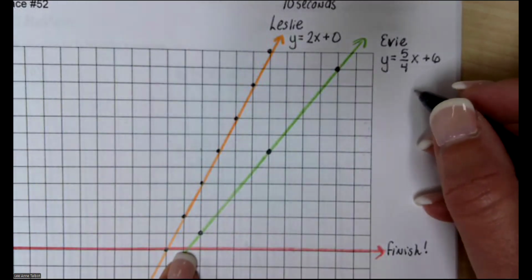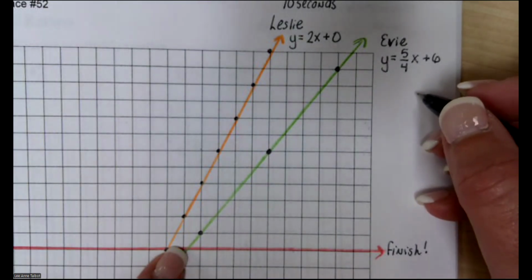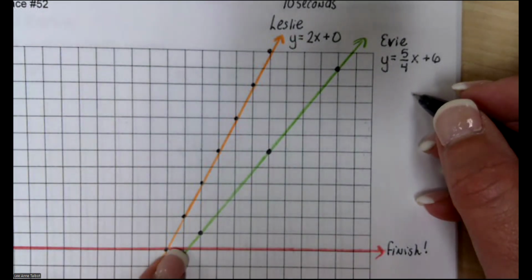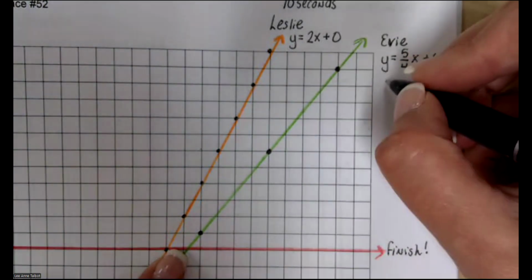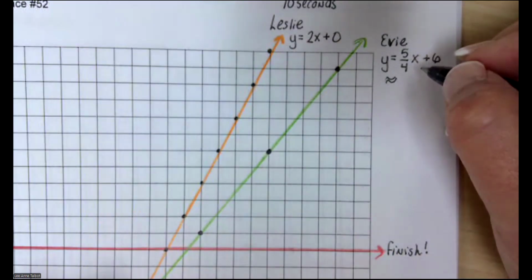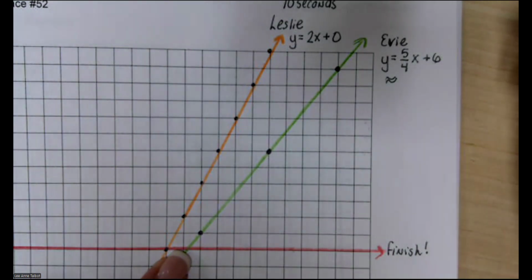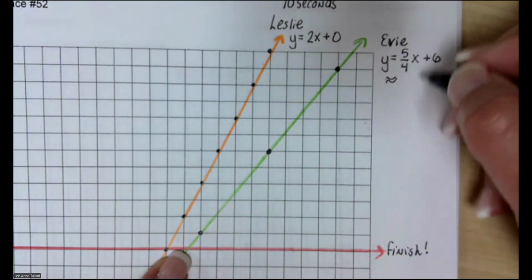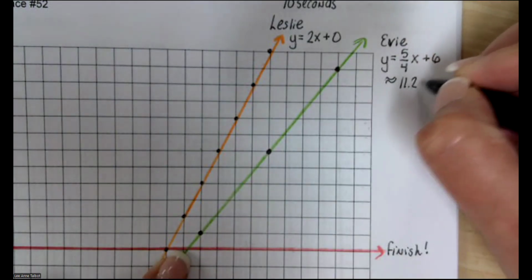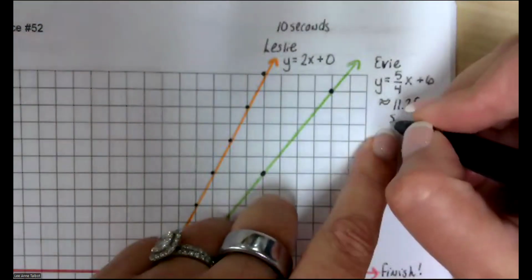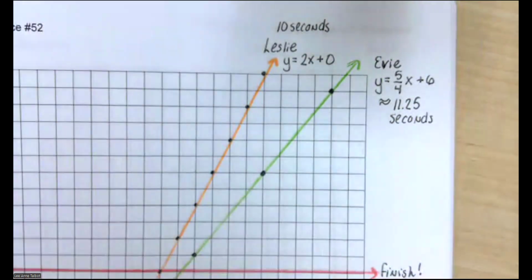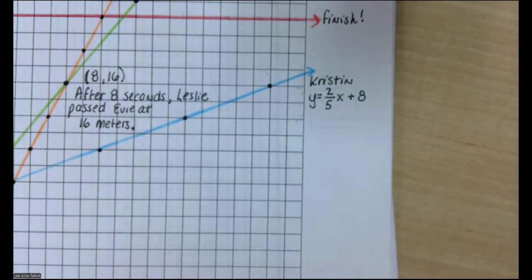How long did it take Evie to win? And just do an estimate. About what? 11 point something? I was going to say it's probably 11.25. But now we have Kristen over here. We really can't tell from the graph.